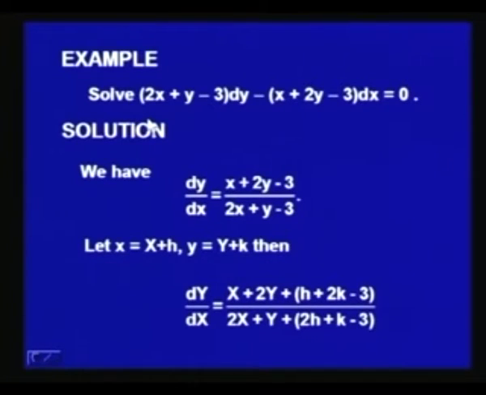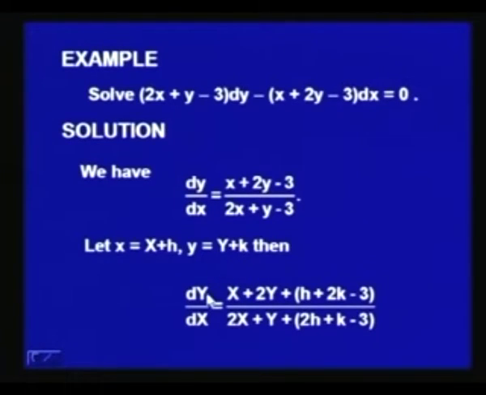Suppose we consider the differential equation as (2x plus y minus 3) dy minus (x plus 2y minus 3) dx equal to 0. We can write the given differential equation as dy by dx equal to x plus 2y minus 3 over 2x plus y minus 3. And let us note that here a over a dash is half while b over b dash is 2. So, a over a dash is not equal to b over b dash, and therefore, we can put small x equal to capital X plus h and small y equal to capital Y plus k to reduce it to homogeneous form.